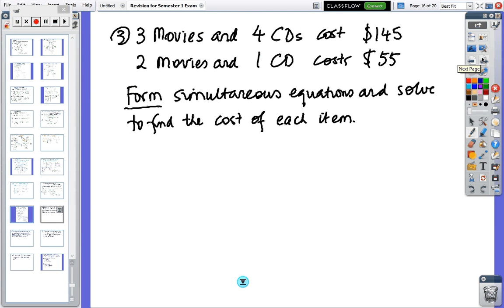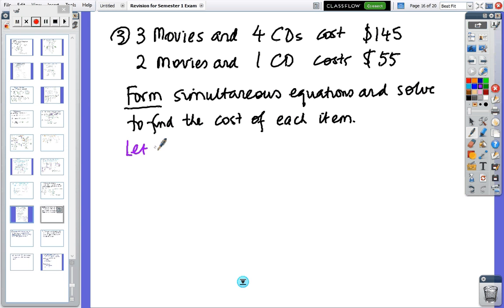Okay, this is simultaneous equations. 3 movies plus 4 CDs cost 145. 2 movies plus 1 CD cost 55. Form simultaneous equations and solve to find the cost of each. Pause and come back when you're ready.